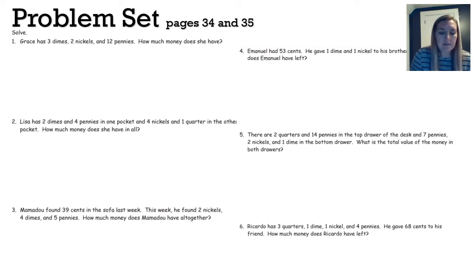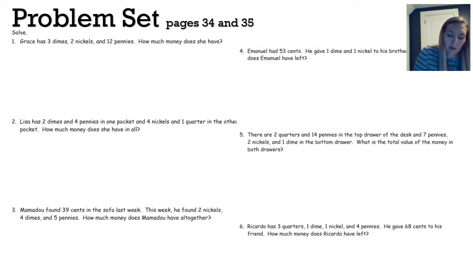Emmanuel had 53 cents. He gave 1 dime and 1 nickel to his brother. How much money does Emmanuel have left? This is a 2-step problem. I'm sorry, this is actually just a 1-step problem. My mistake. He starts with 53 and then he's giving away those coins. So he's going to have less coins, less than 53.